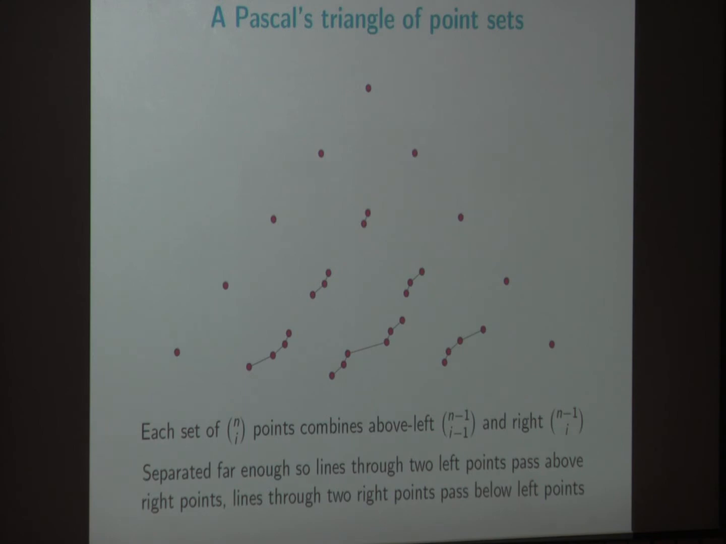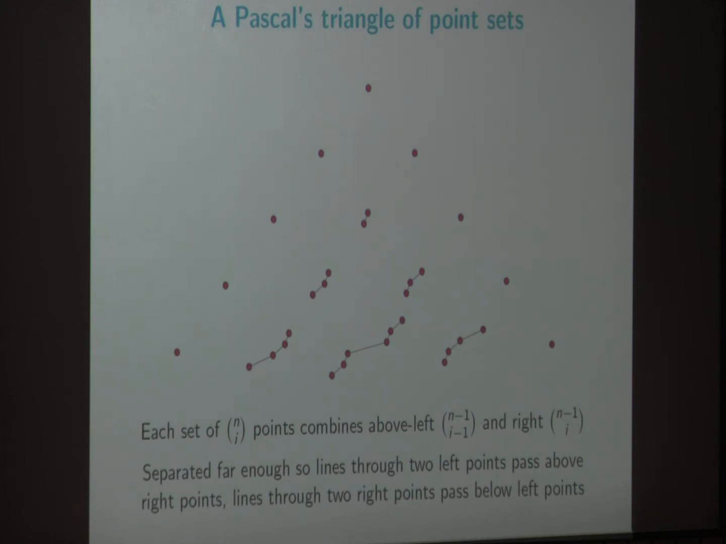So that means that the point set on my right, your left, the left point set must be below and to the left of the right point set, but we spread it out far enough to the left so that every line through two left points goes above the right point set, and every line through two right points goes below the left point set. You just spread them far enough to the left, and that will always happen.